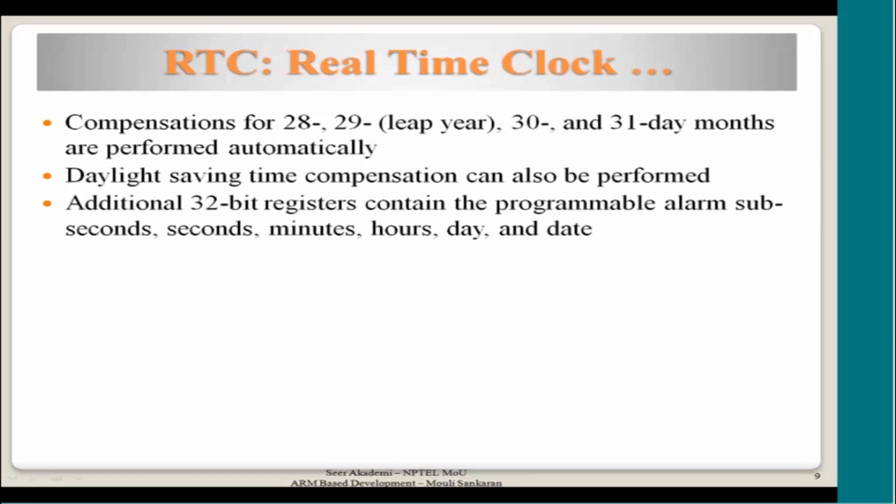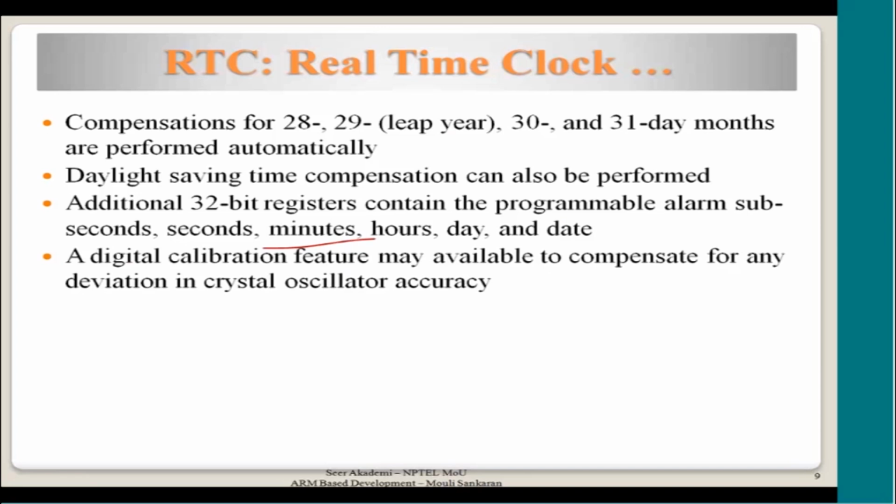So additional 32-bit registers contain the programmable alarm sub-seconds, seconds, minutes, hours, and day. A digital calibration feature may be available to compensate for any deviation in crystal oscillator phase. So that is another thing. Because of the temperature or because of material degeneration, the crystal oscillator may drift. Because of that, the accuracy of the basic time tick measured by the processor will be affected. So there will be a compensation for that built into the system.